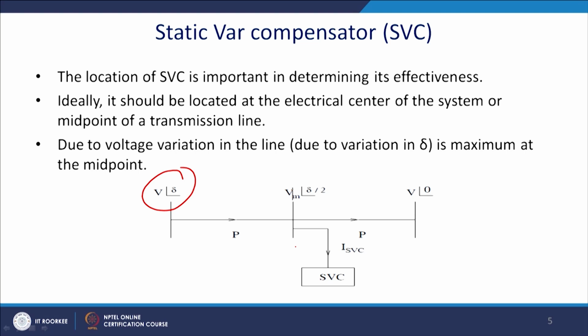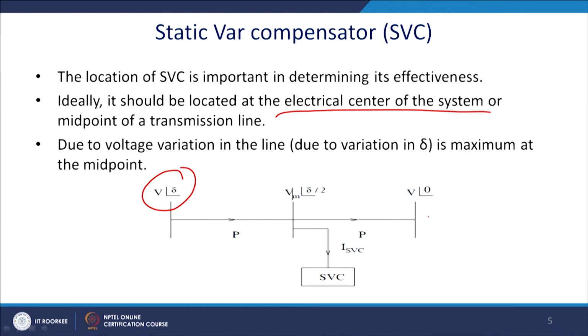This is our conventional one line diagram, where the sending end voltage is V at angle delta, a midpoint shunt compensator is put here, and here is the receiving end voltage. The location of this SVC is important in determining its effectiveness, because it has to be put where the voltage sag is maximum. For this reason, as we have seen for enhanced power handling capability, midpoint shunt compensation increases the power handling capability by 2, in a very simple way.